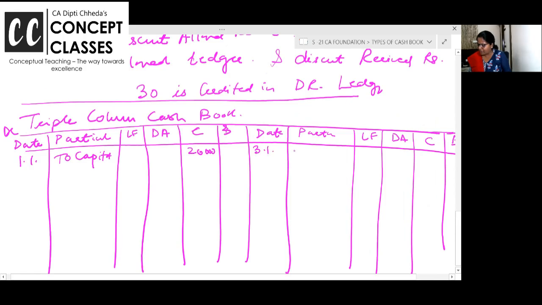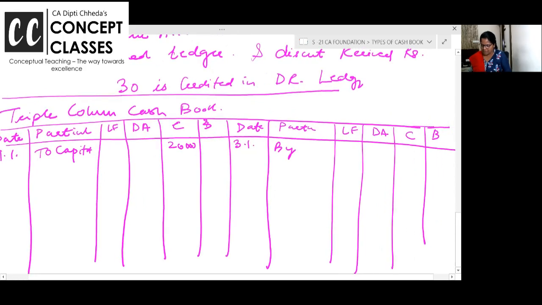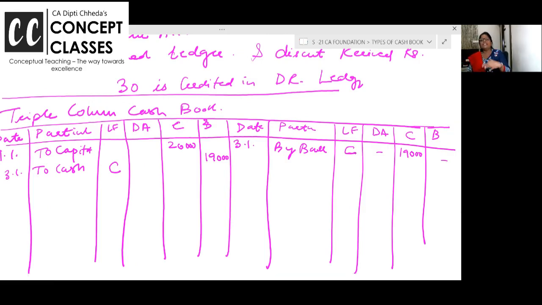3rd of January, 19,000 cash is going out, by bank. And in the bank on the same day, debit 19,000, 3rd of January, to cash, and in the ledger folio we should write C. C means what? Contra entries. Contra entries are entries between cash and bank column which get nullified, so you don't post anywhere.